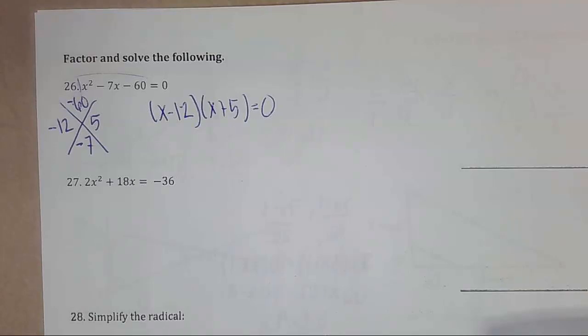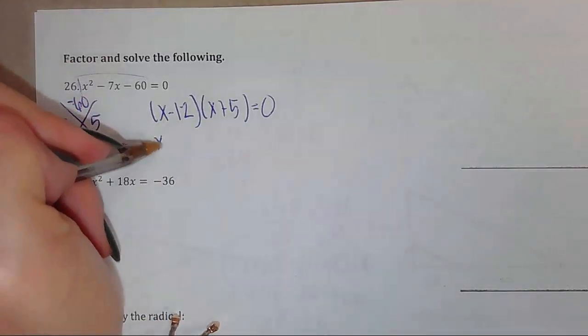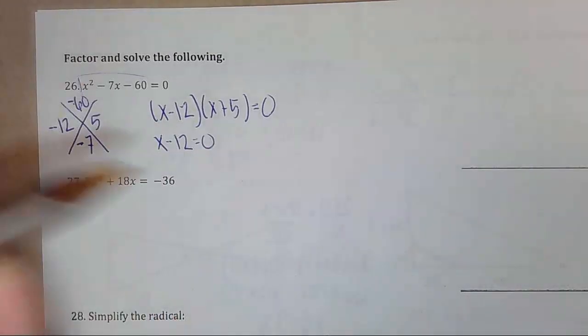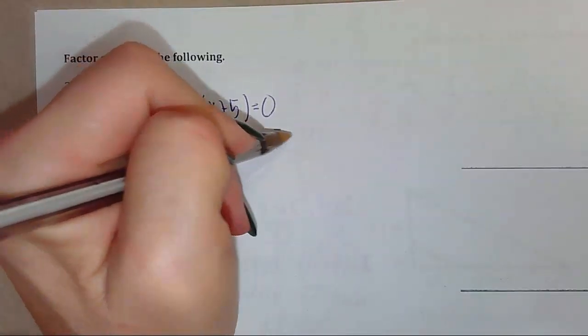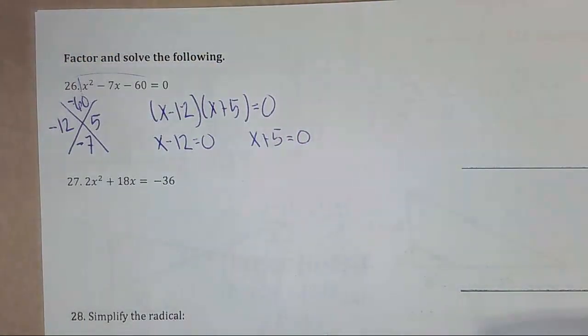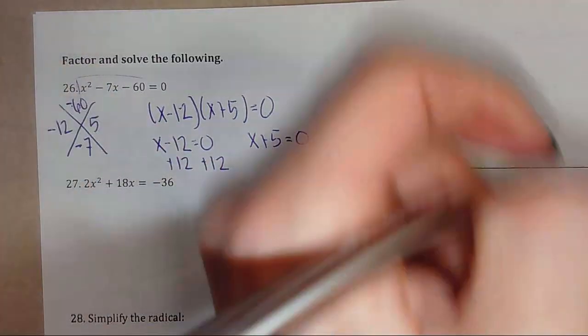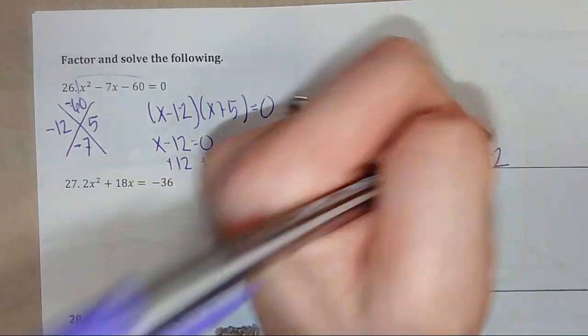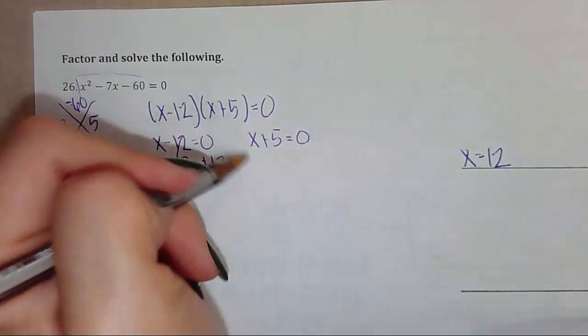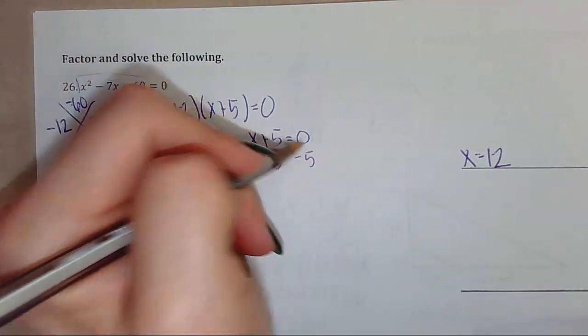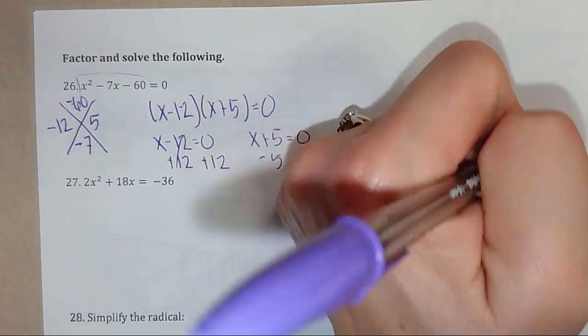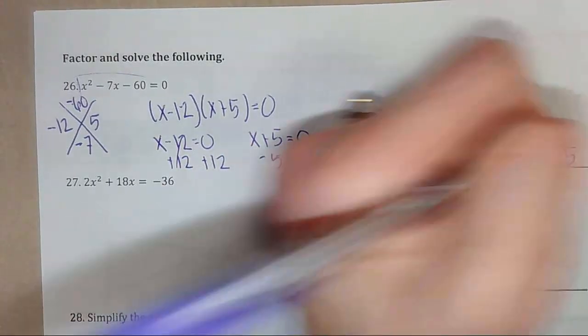I have to solve for each of these. x minus 12 equals 0, and x plus 5 equals 0. So I will add 12 and add 12, get x equals 12. And I will subtract 5 and subtract 5 and get x equals negative 5.